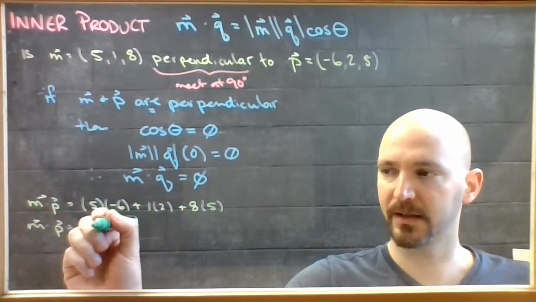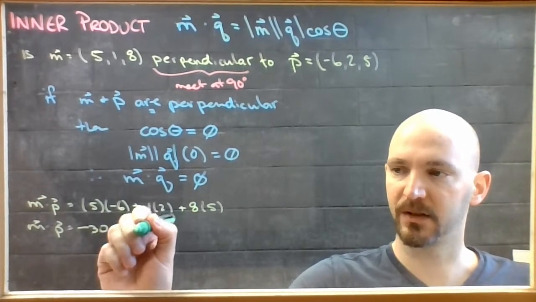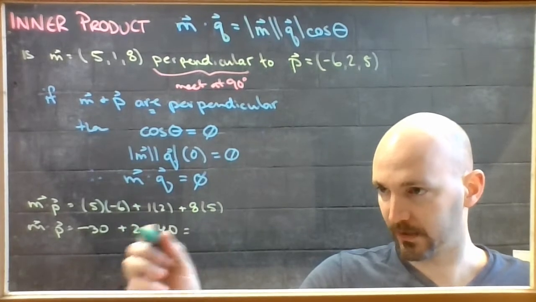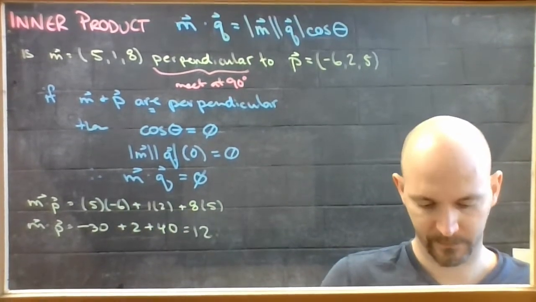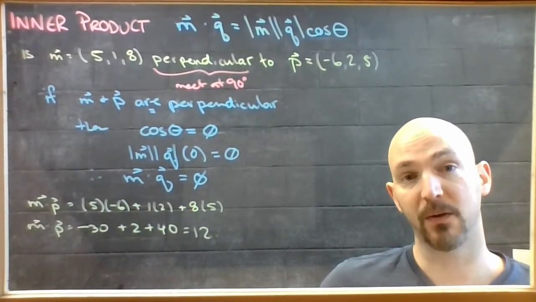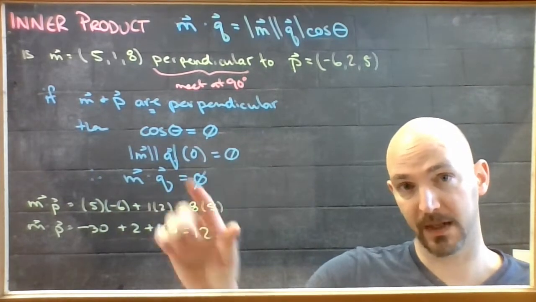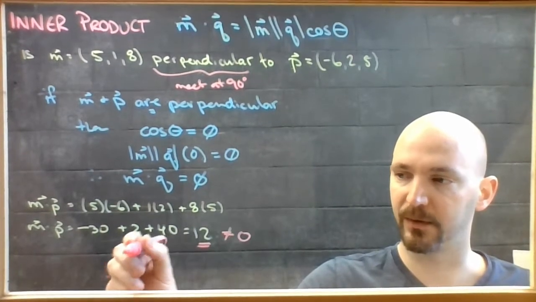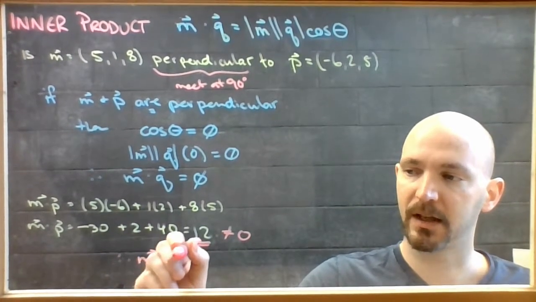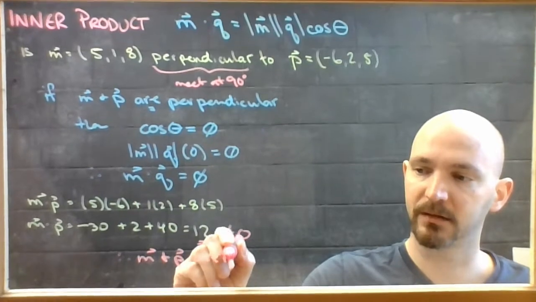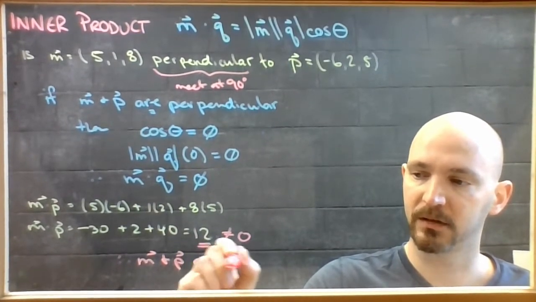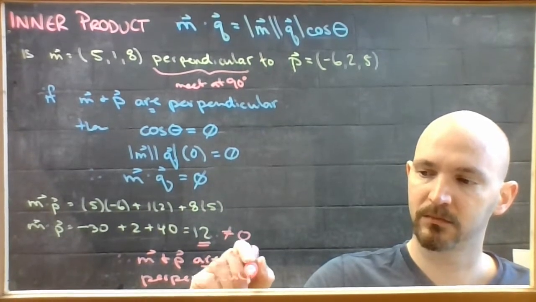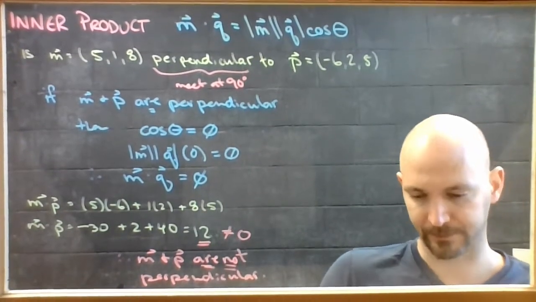So that would be -30 plus 2 plus 40, which is 12. So if they were perpendicular, then I shouldn't be ending up with 0 there. So this is not equal to 0. Therefore, M and P are not perpendicular. Okay, good.